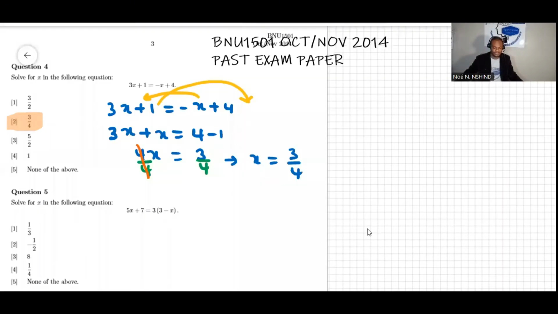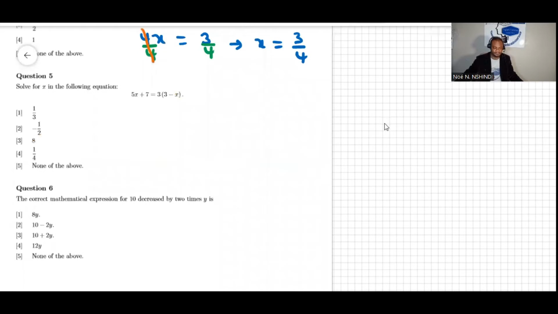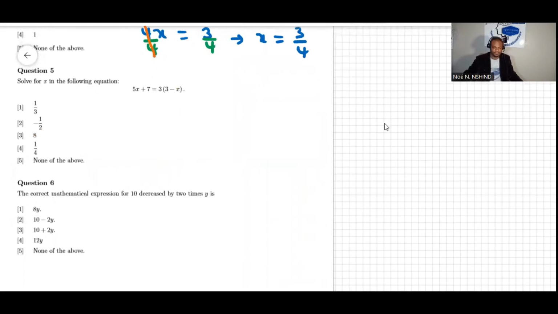Now it's question 5. The question says: solve for x in the following equation. So we do have 5x plus 7 equal to 3 open bracket 3 minus x. So I'm going to write here 5x plus 7 equal to 3 open bracket 3 minus x close bracket.